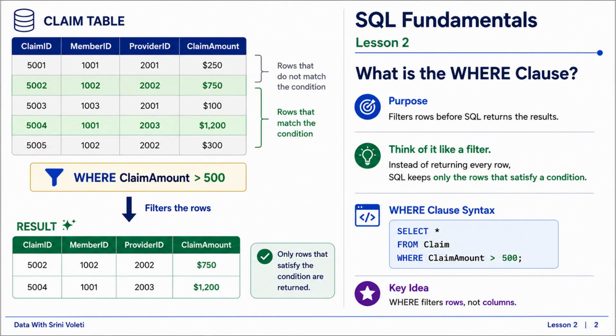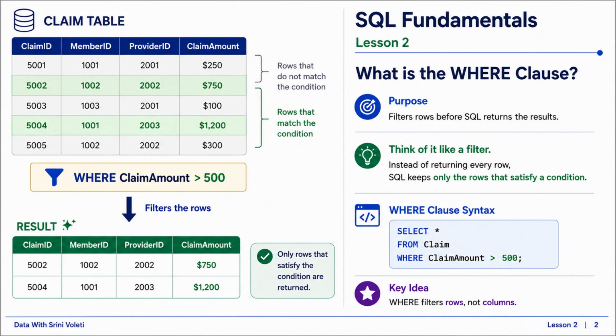Welcome to the heart of today's lesson. Now that we understand why we need to filter the data, let us see exactly how the where clause works. Take a look at the claim table on the left. Imagine this table contains thousands or even millions of insurance claims. Now suppose your manager asks, I only want to see claims greater than $500. Notice that they are not asking to see every claim in the database. They only want the claims that meet a specific condition. That's exactly where the where clause comes in.